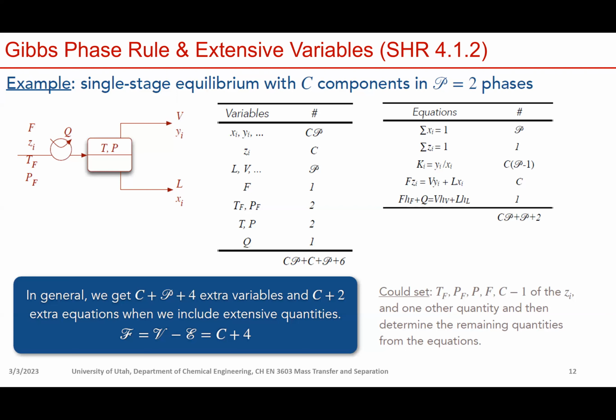What we need to pay attention to here is that on the variable side, we have the compositions, the flow rates of the feed and the exiting streams, the temperature and pressure of the feed and the separation unit, as well as the heat. On the equation side, we have three or maybe four categories of equations: the mole fractions sum to 1 in each phase, the equilibrium conditions, the mole balances, and the energy balances.